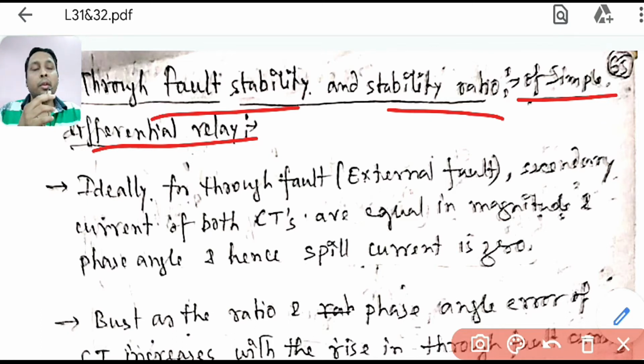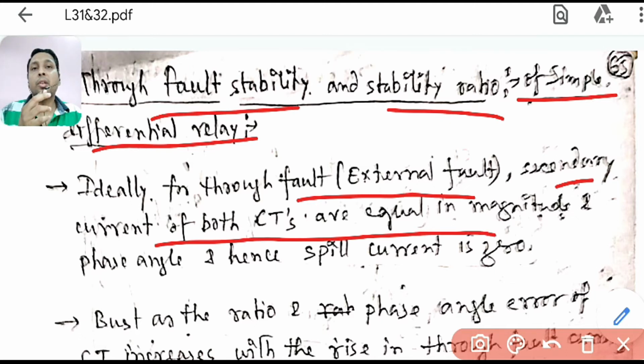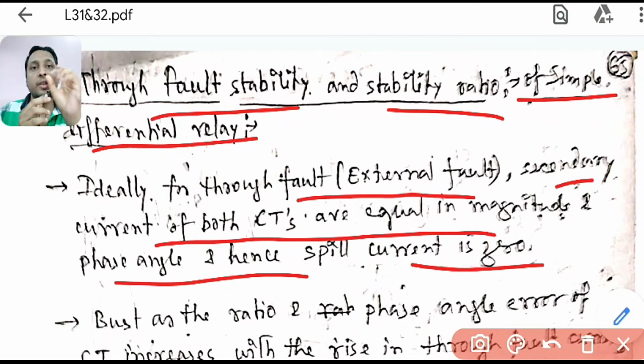Now the idea for through fault or external fault current in a simple differential relay is that the secondary current for both the CTs, for an external fault or through fault, should be the same in magnitude and phase angle, and the spill current is zero. That was the basic idea for the simple differential protection scheme. But as I was discussing in that lecture, there will always be a CT ratio error and phase angle error, due to which there will always be a difference between these two currents, and there will always be a presence of spill current.